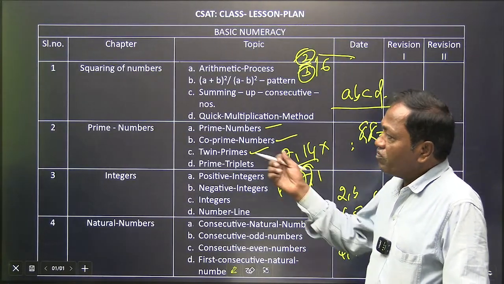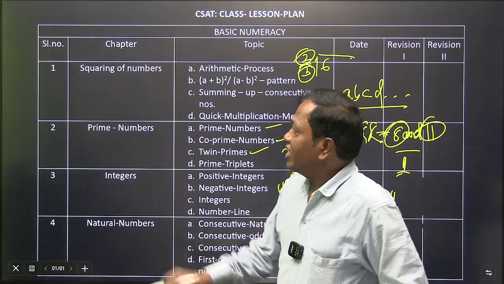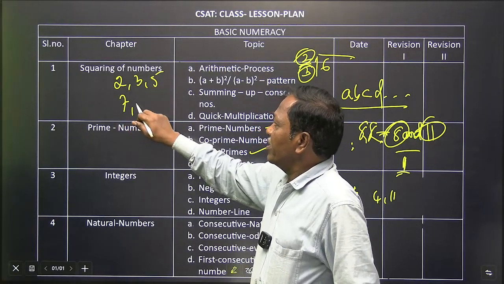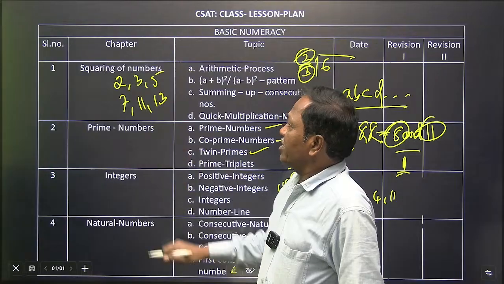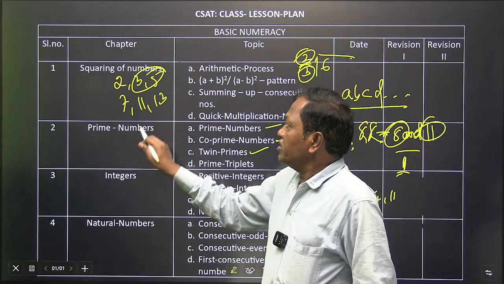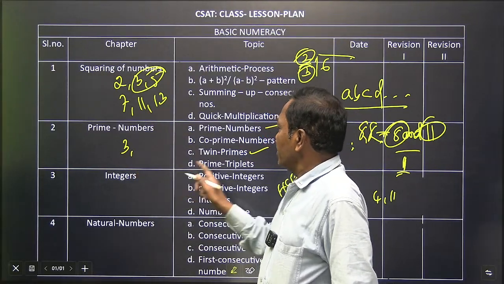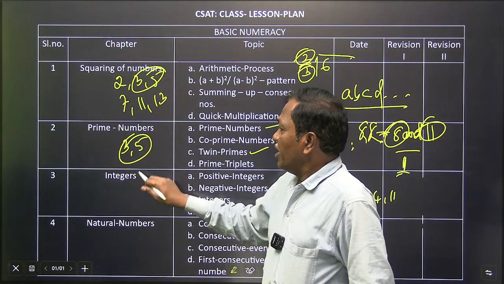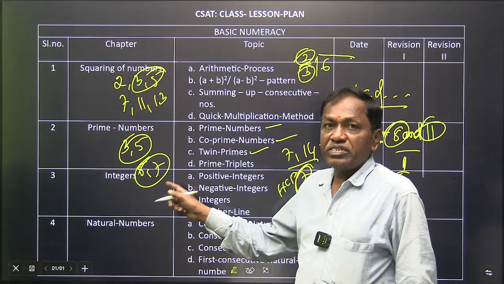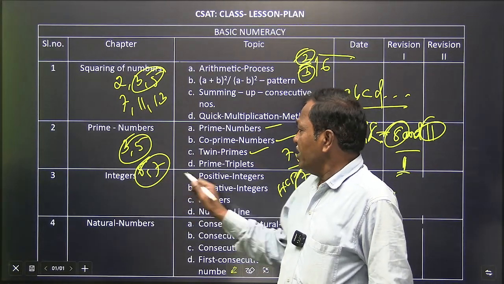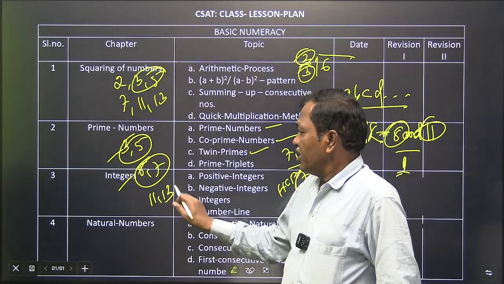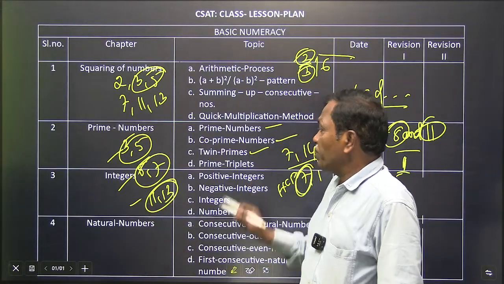Say, for example, what is the first prime number? 2, 3, 5, 7, 11, 13, like that. See the difference between 3 and 5: the difference is 2. So 3 and 5 are twin prime numbers. And 5 and 7, both are prime numbers, the difference is 2, consecutive prime numbers. These are twin prime numbers. Again, you can see 11 and 13. 11 and 13 are twin prime numbers.